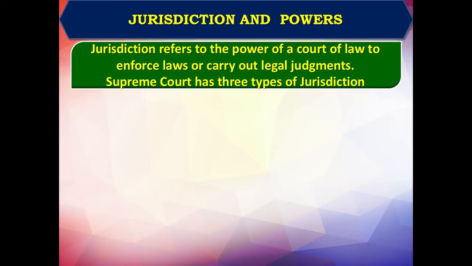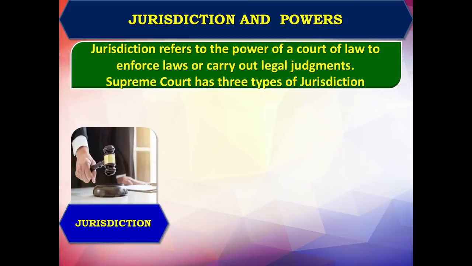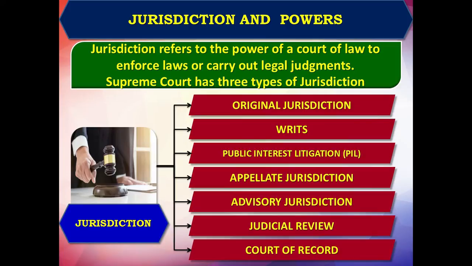Jurisdiction refers to the power of a court of law to enforce the laws or carry out legal judgments. The Supreme Court has three types of jurisdiction, children. That means the original jurisdiction, the appellate jurisdiction, and the advisory jurisdiction. And there are several more types of jurisdiction.